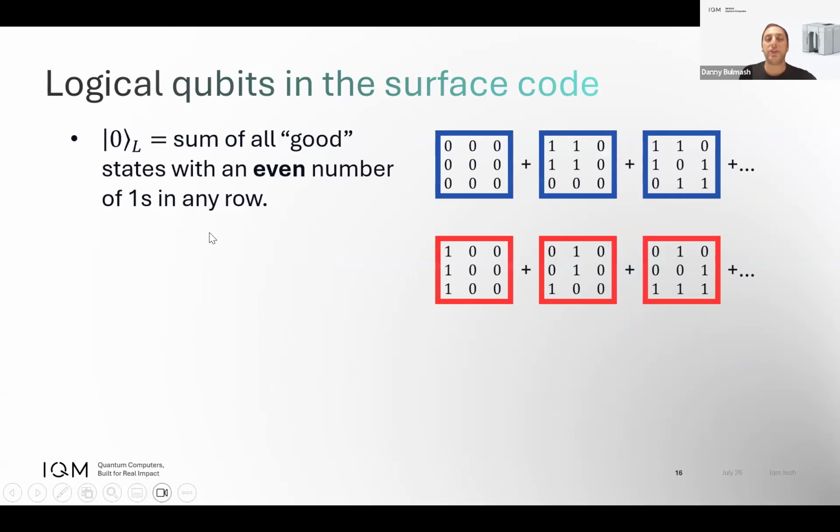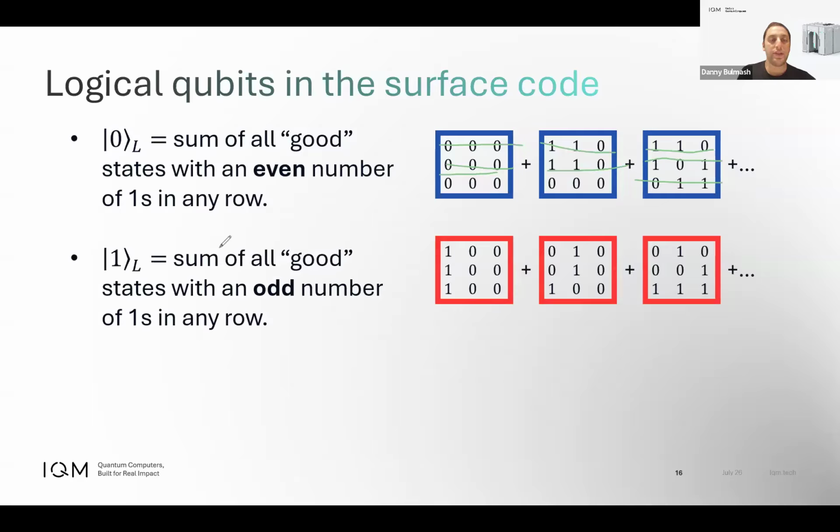So we need to make sure that these gray circles also read 0 in our logical states. And I'm not going to derive this, but it turns out that the 0 logical state should be thought of as the quantum superposition of all these good states, which have an even number of 1s in any row. So these are the same states that I showed you before, but they're now sorted into 2 sets. The blue ones, if you look at every row, have an even number of 1s in every single row. The 1 logical state is the sum of all the good states with an odd number of 1s in every row. So you see here, there's an odd number of 1s in each row in all of these cases.